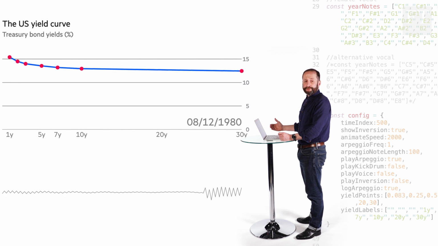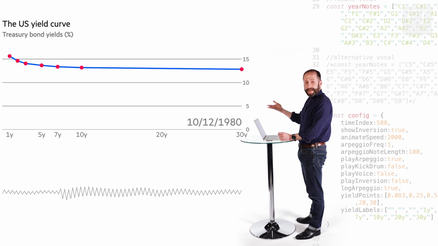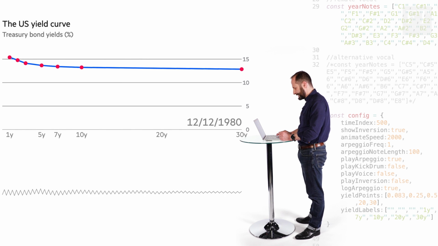And in the case of this inversion from 1980, you can notice that the overall pitch of the yield curve is higher because the yields are very high. They're up at 15% at this point in time.